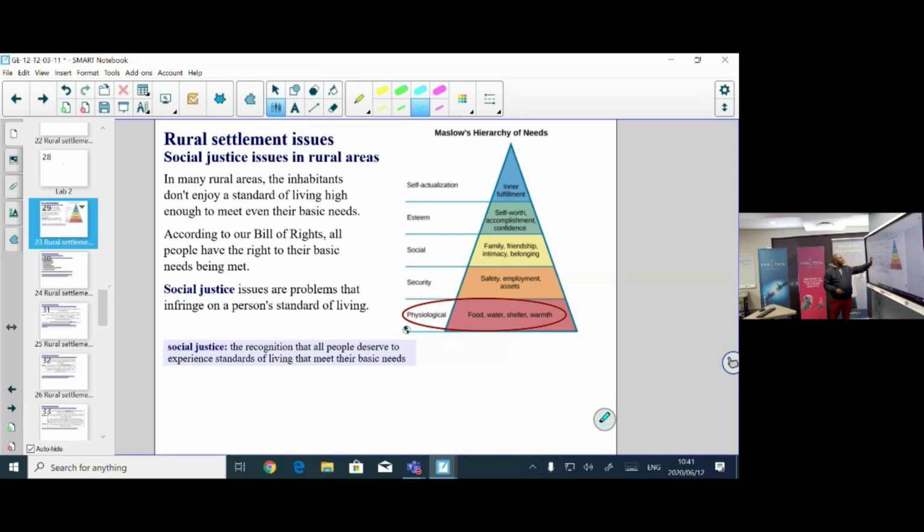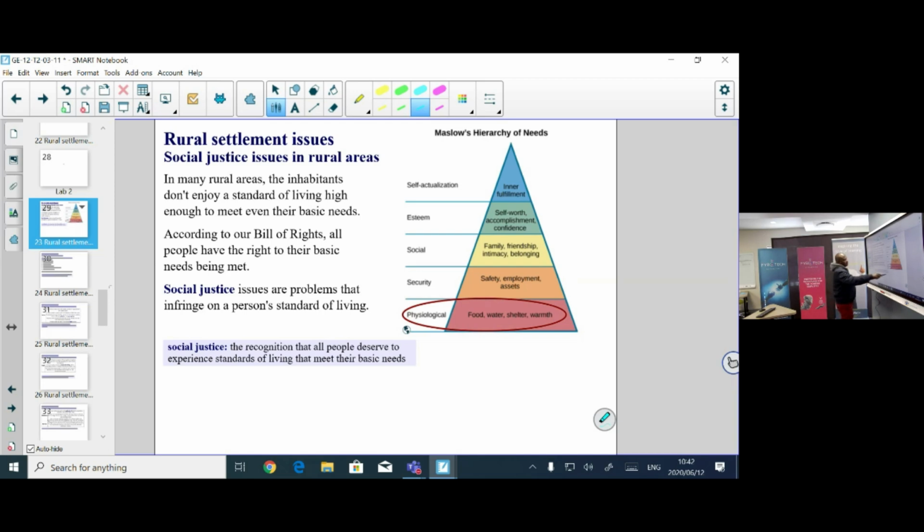In many rural areas, the inhabitants don't enjoy a standard of living high enough to meet even their basic needs. According to our Bill of Rights, all people have the right to their basic needs being met. All people have the right to water, to food, and to shelter. So these are actually jeopardized because of the poverty in the rural areas. So we need to have social justice to solve that problem. Social justice issues are problems that infringe on a person's standard of living.